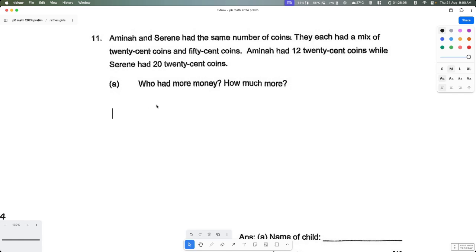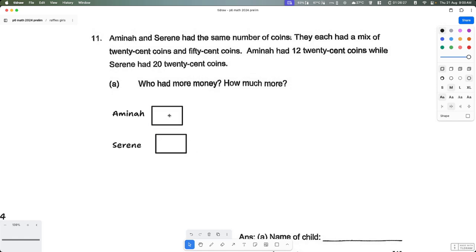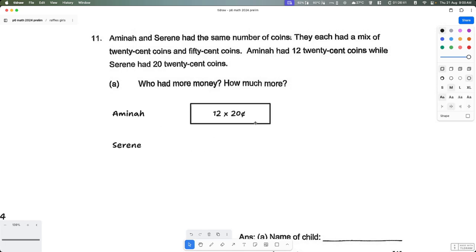So I'm going to visualize for you. We have Amina, and then we have Serene. They have the same number of coins. At the same time, we also know that Amina had 12 20 cent coins, so 12 times 20 cents. And then Serene had 20. I'm just going to make this as small as possible. So 12 times 20, and then we have 20.